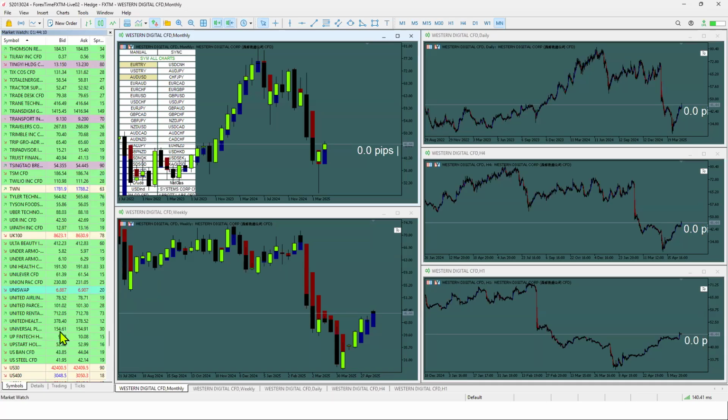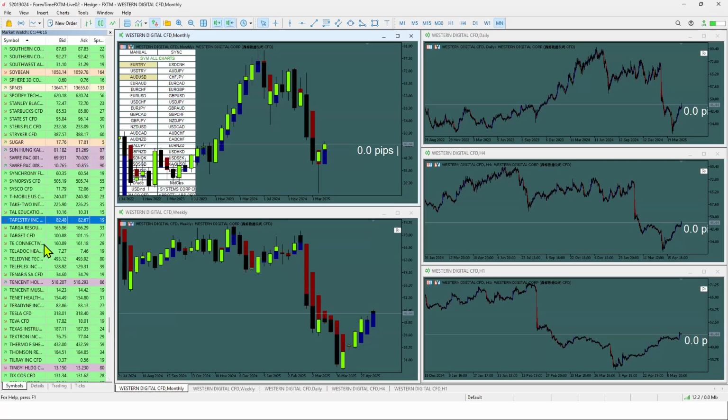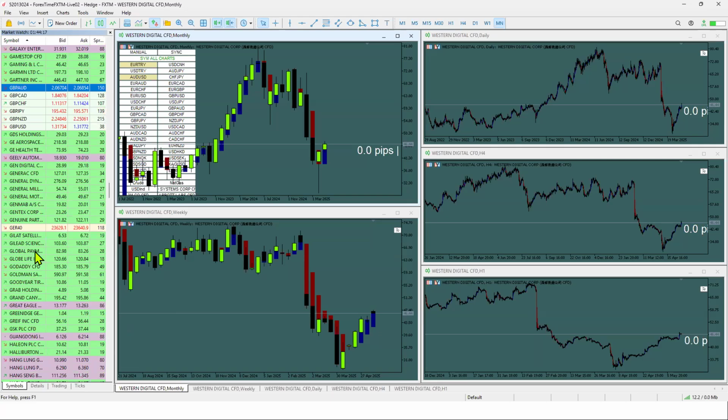If you look at the major pairs, you see that their spread is very small. Yeah, it's very small. So that's why you need to focus on them.